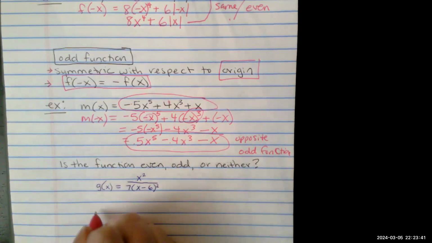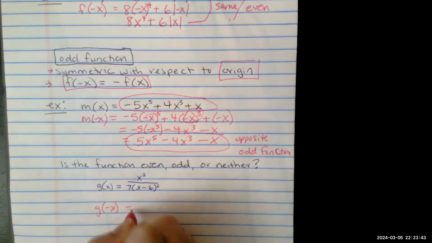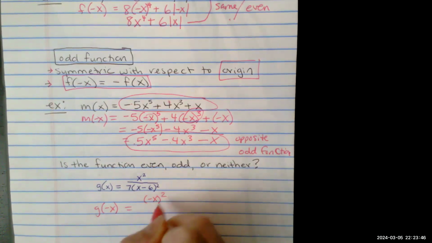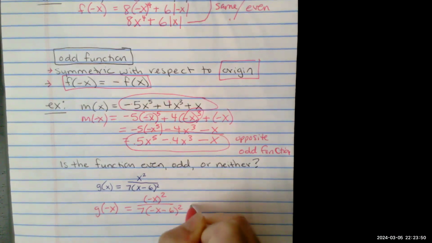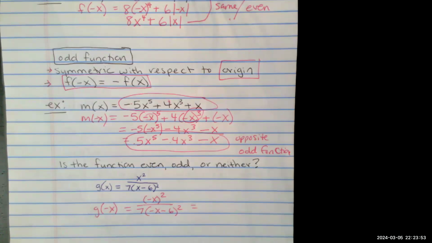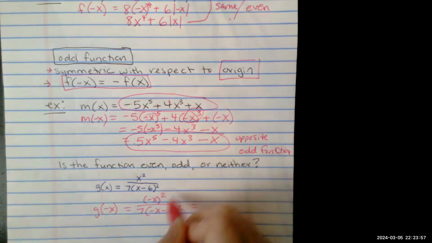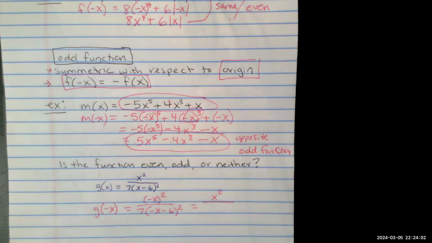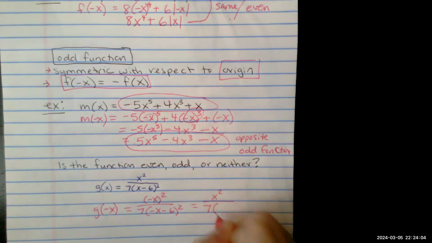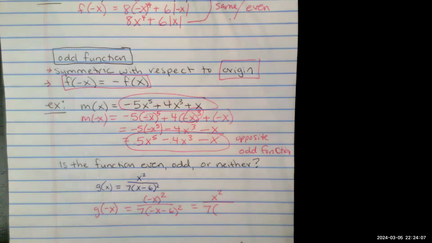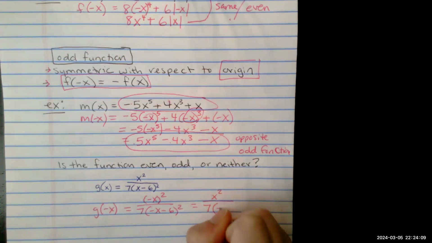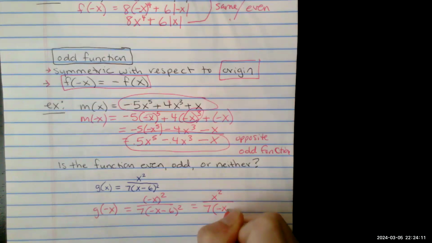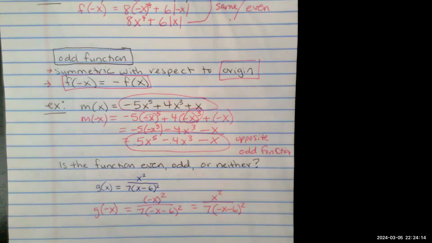So let's see what happens here. If I plug in my negative x and then simplify as much as I can, I want to see if it becomes the exact same thing I started with or the exact opposite or a mixture, which would mean neither. So up top, that would definitely become positive x squared. On the bottom, I would have a negative x minus 6 squared.